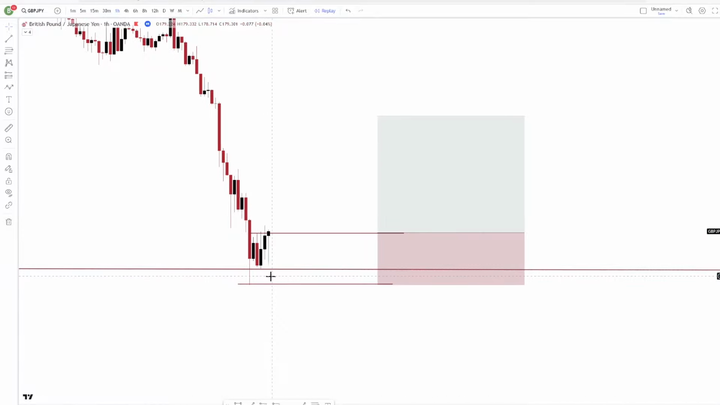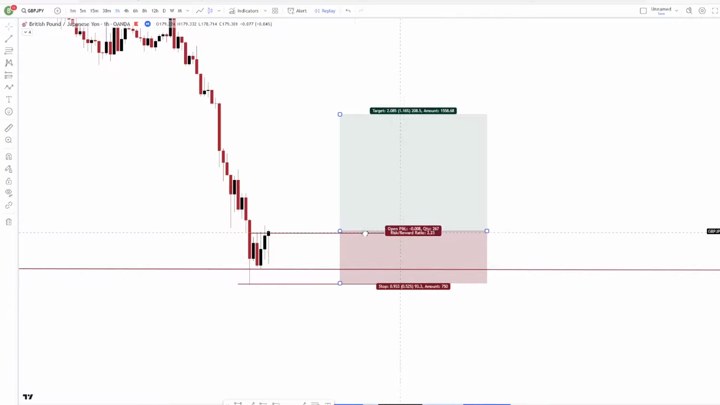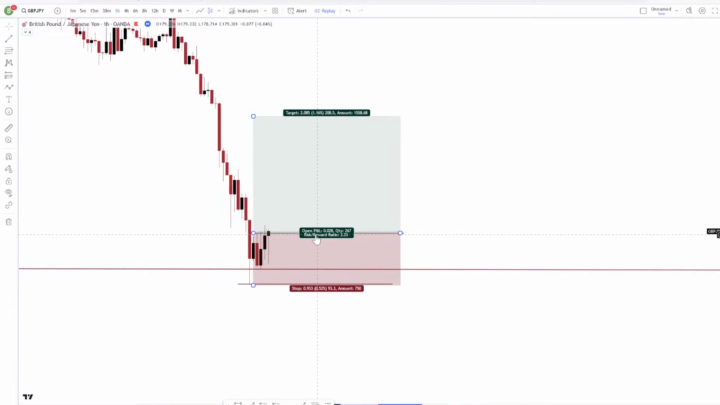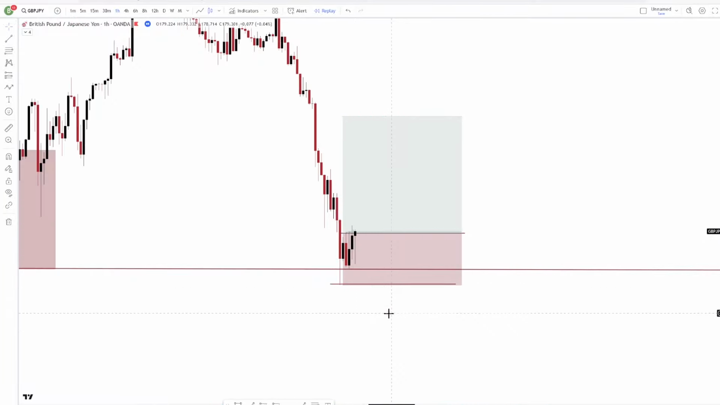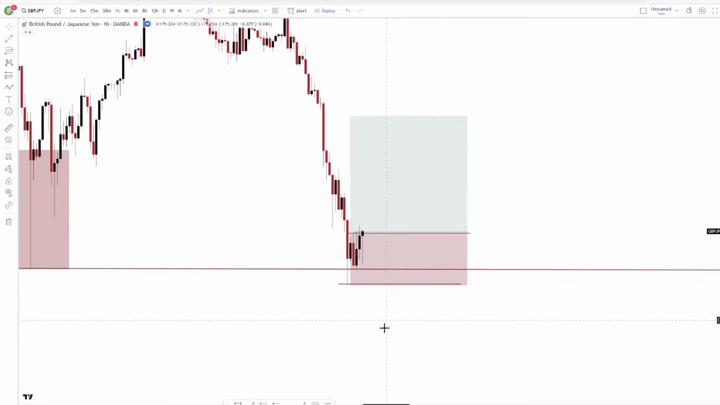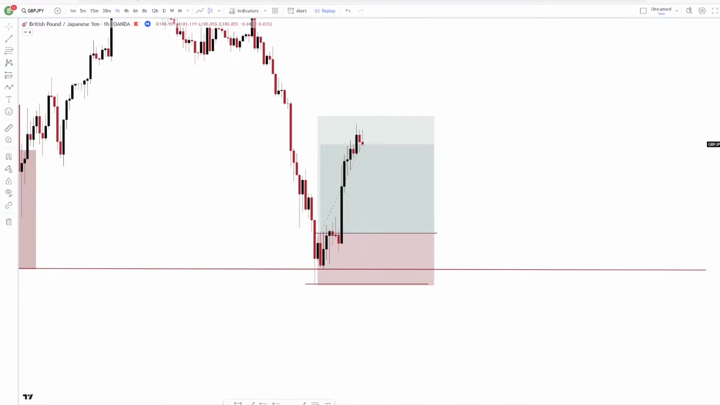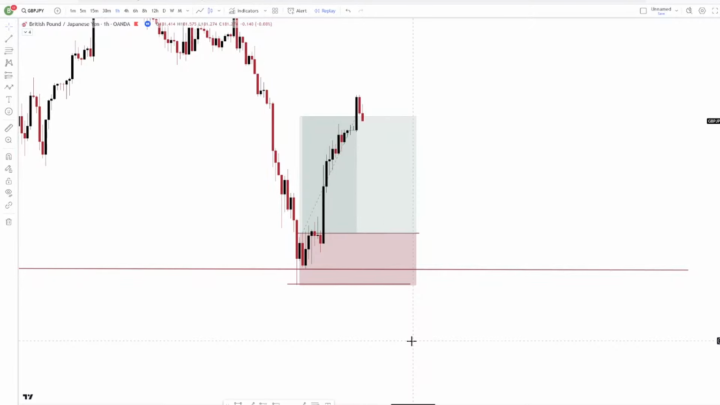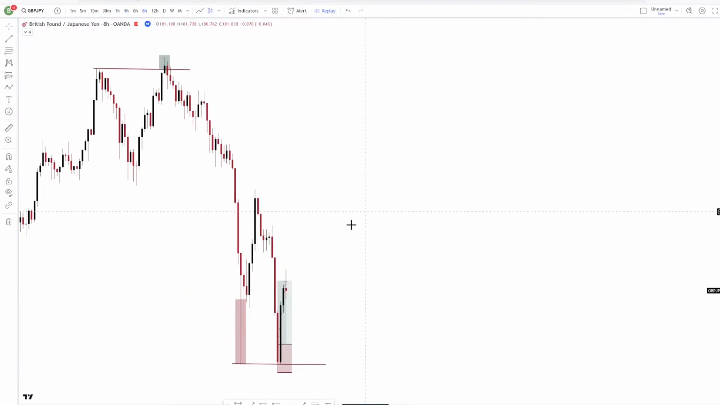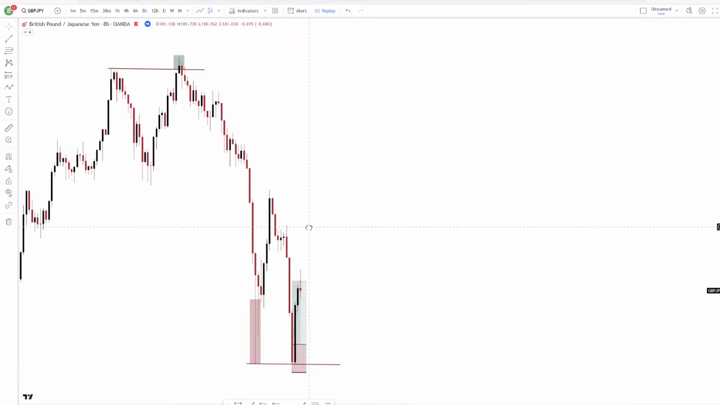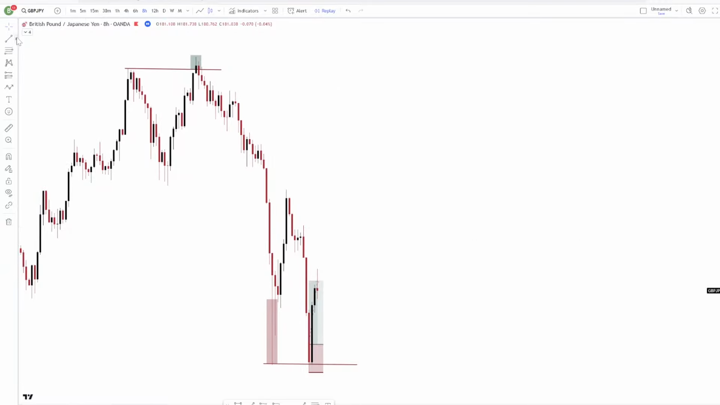Okay, so now you are in the trade. Why? Because price broke this level. So now you are in the trade. And once you get your 1-to-1, you can shrink the stop loss a little bit or go to break even. So now that you had your successful trade, let's look at what's next.